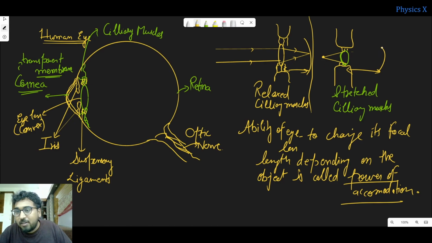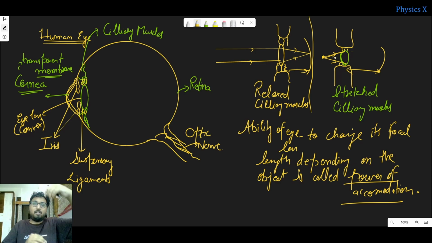Now, if this object is placed very near, these rays are coming in a diverging way, very spreading like this. So your eye lens should be of more converging power. Now, what happens when the object is near? Your ciliary muscles are stretched like this. Suppose these two are ciliary muscles, and they will be stretched like this. So what happens? The lens becomes thicker.